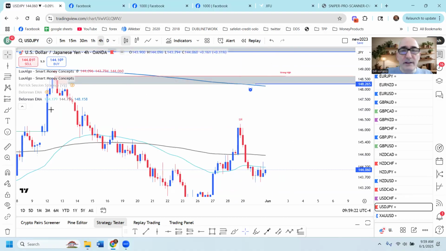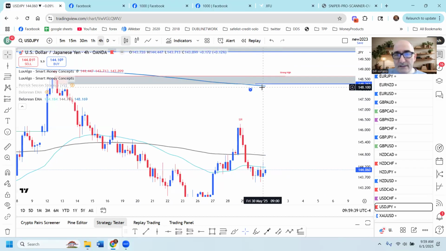You have to do this in TradingView, guys. As you watch my video, you'll see how to do this. You want the DeLorean EMA indicator. It's a free indicator. It lets you put up to five moving averages on there. I just need the three on the chart here.